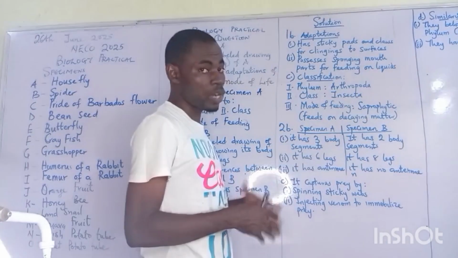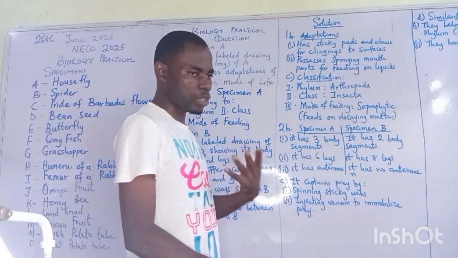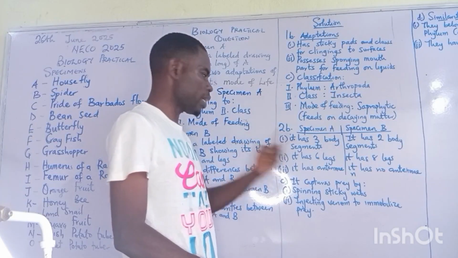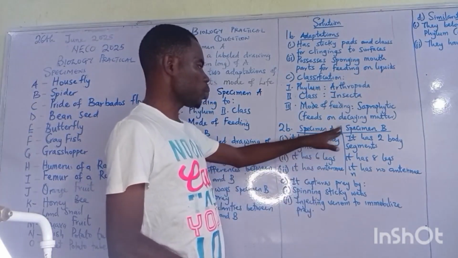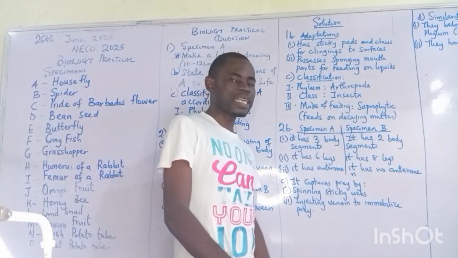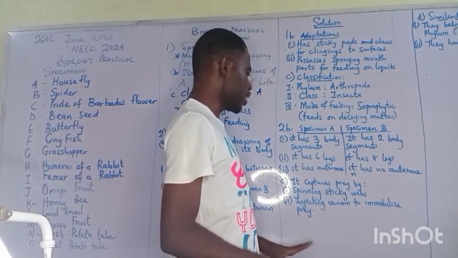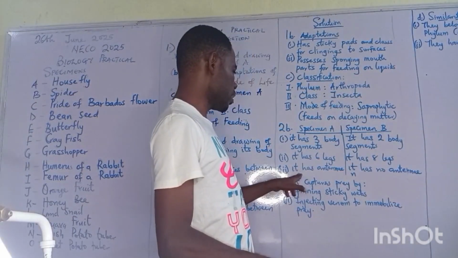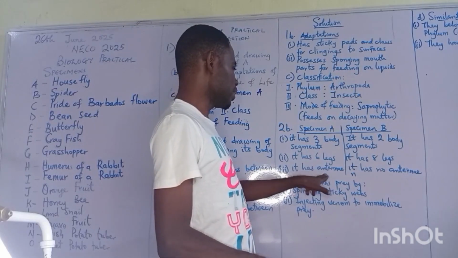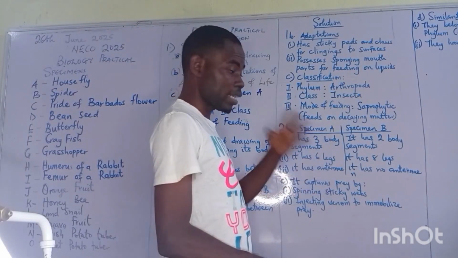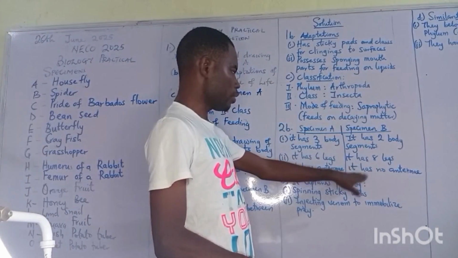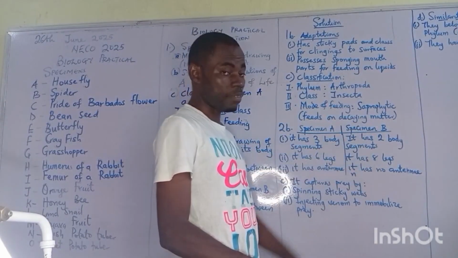Specimen A, your housefly, has 6 legs. If you take your time also to take the housefly and count the number of legs, we have 6. And for specimen B, the spider, it has 8 legs. Another one is that it has antenna. Your housefly has antenna. And when you talk about specimen B, it doesn't have antenna.